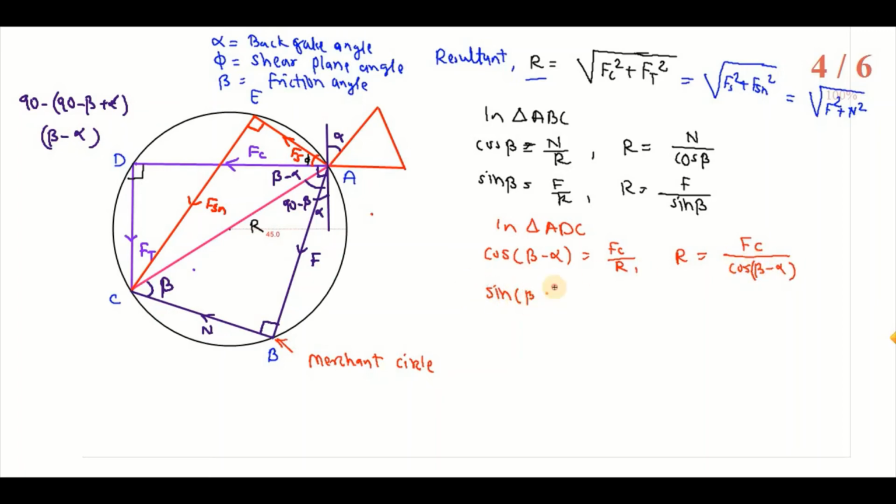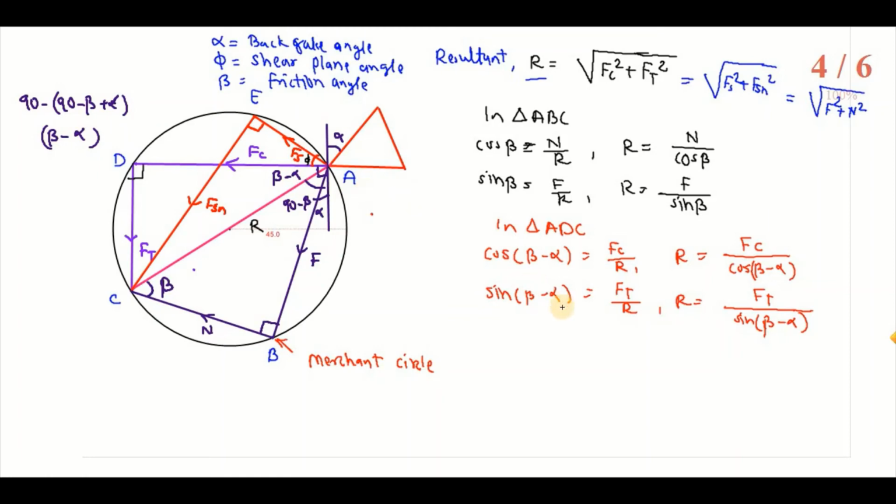In the triangle ADC, we can write sin(beta minus alpha) equals Ft upon r. So we can write r is equal to Ft upon sin(beta minus alpha). Now in the third right angle triangle, which is triangle AEC, we are getting the angle A as the addition of phi and beta minus alpha.